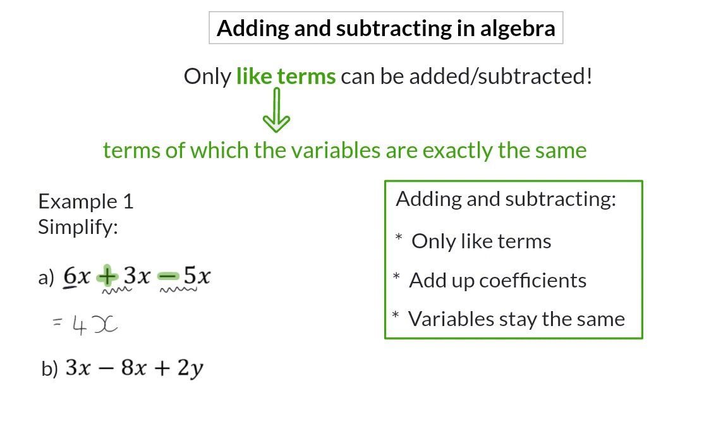In question B, we once again have 3 terms. But this time, only the first 2 are like terms, because the third term has a y for a variable. So when I'm going to add and subtract, I will only focus on the coefficients of the first 2 terms, and that means I will take 3 and subtract 8. Therefore, we will have minus 5 of the x's. The 2y is added to this, and this is my final answer.